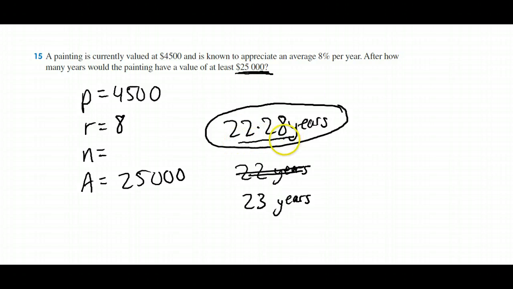It happens about a quarter of the way through that year. So if you wanted a whole year answer, then it's going to have to be 23 years. After 23 years the value will be greater than that, but at 22 years it won't be at that value yet. So the answer can't be 22.